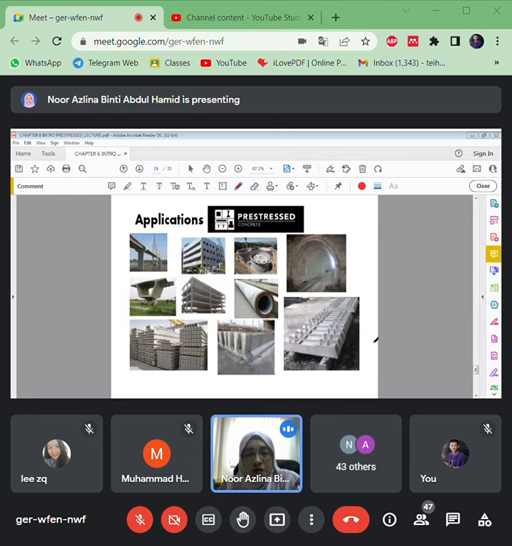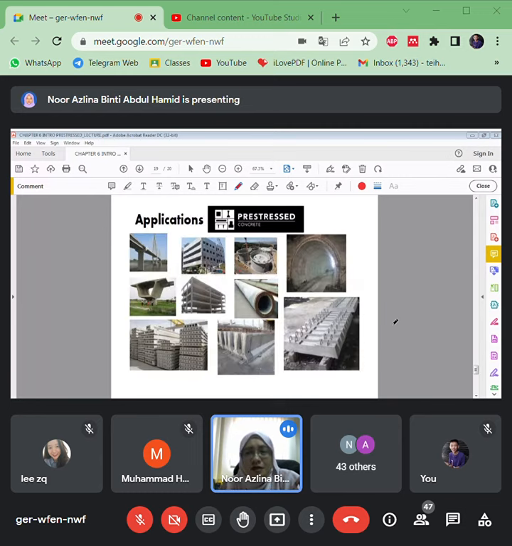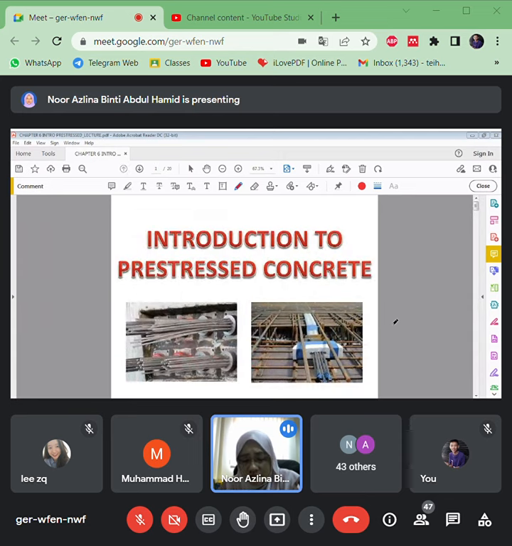So these are all the applications for the pre-stress. It can be for water tanks, high-rise buildings, bridges, tunnels, all of the big scale projects applied with pre-stressed concrete. All right, so that's it. It takes only about 30 minutes in introductions for the pre-stress.